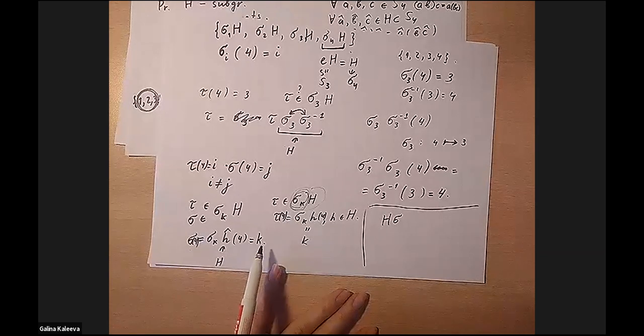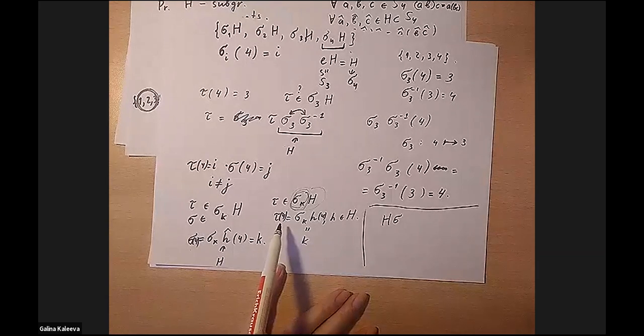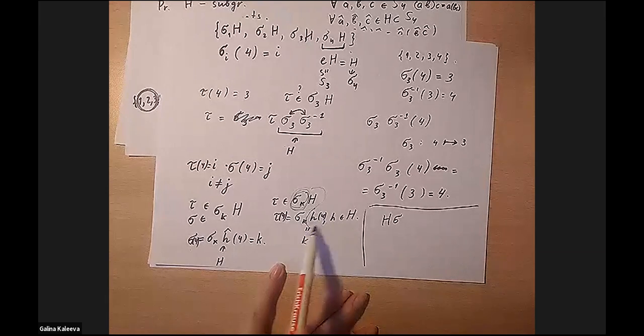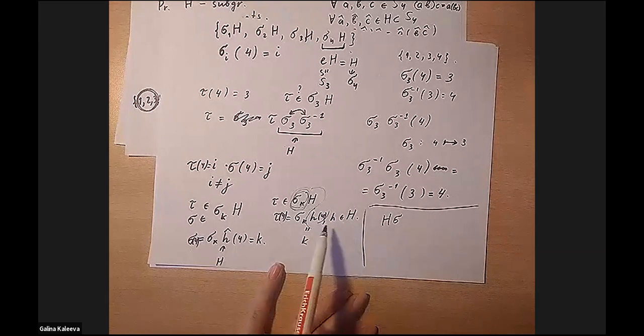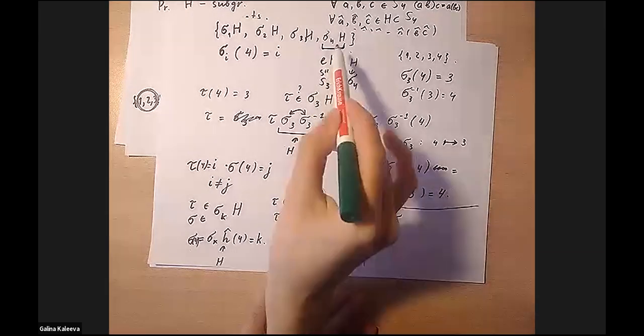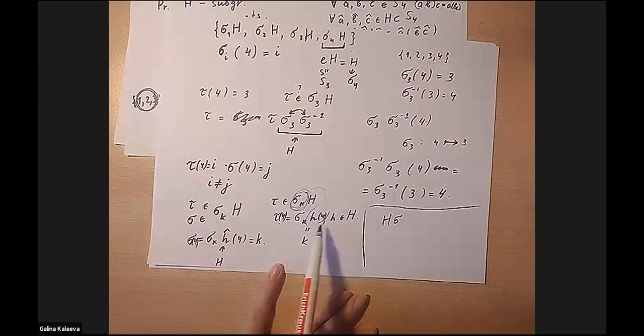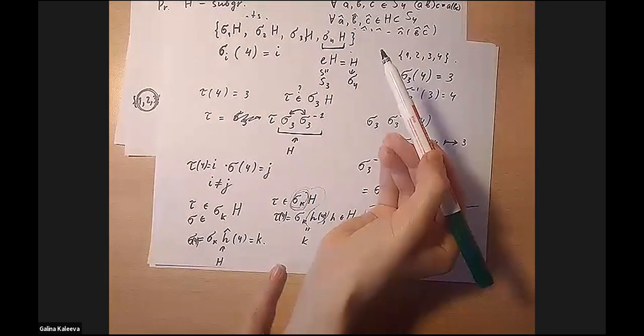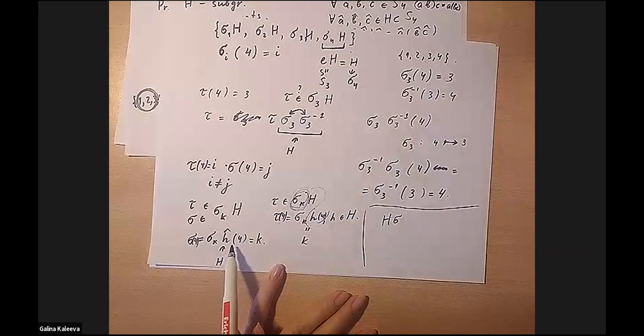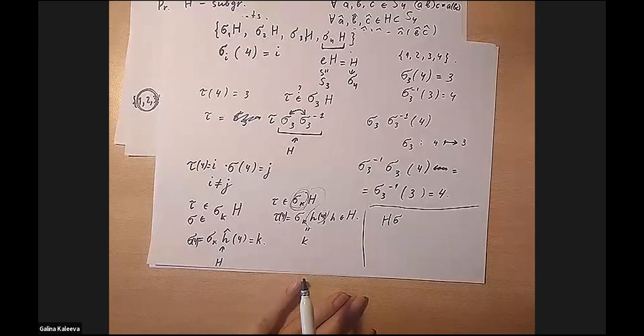And we considered the image of 4. The image of 4 here is the image of h(4), and h(4) equals 4 because H acts on 4 equally. Yeah? And sigma k of 4 equals k. We defined these cosets in the following way. And here we see that h(4) is 4, and sigma k of 4 is also k. So sigma and tau should act equally. Okay, I think I got it.